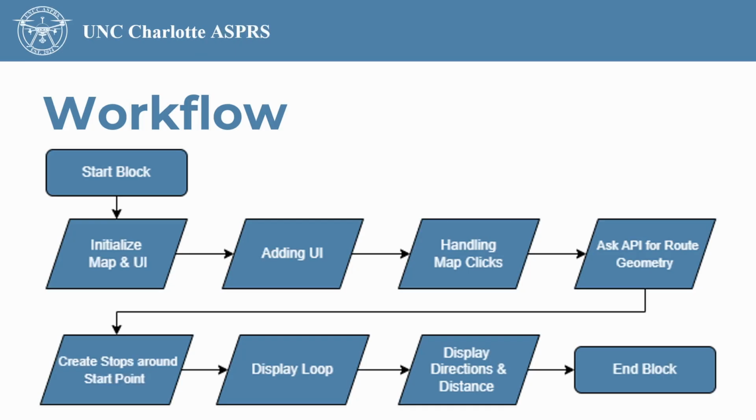So with this loop, we can create stops around the start point. And with these stops, these are randomized locations that will help us form the routing loop. And with that, then we display the loop. Pretty similar to Google Maps, point A to point B. We are displaying that. And then from there, we're displaying the distance and directions menu. So we display all of the locations that you'll be going to and how far it is to each one. And that is the map.